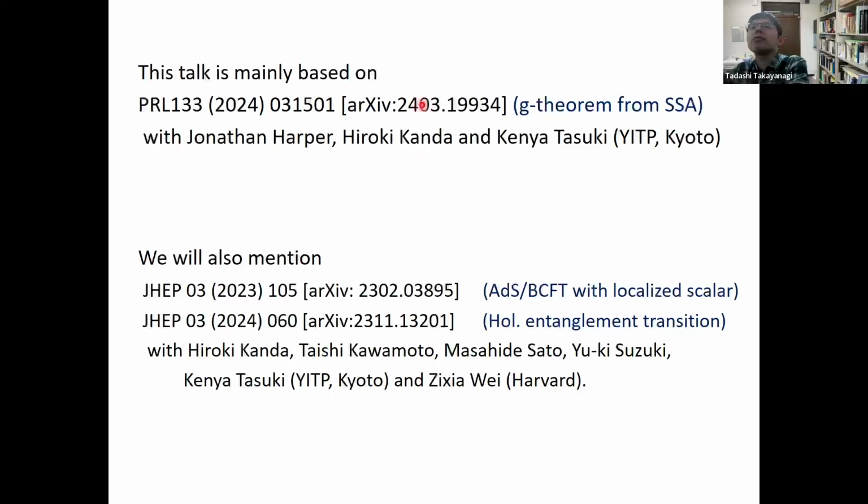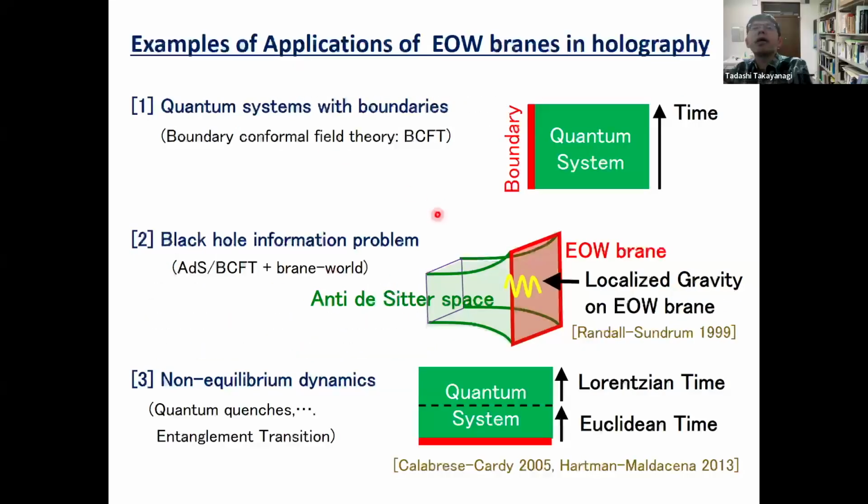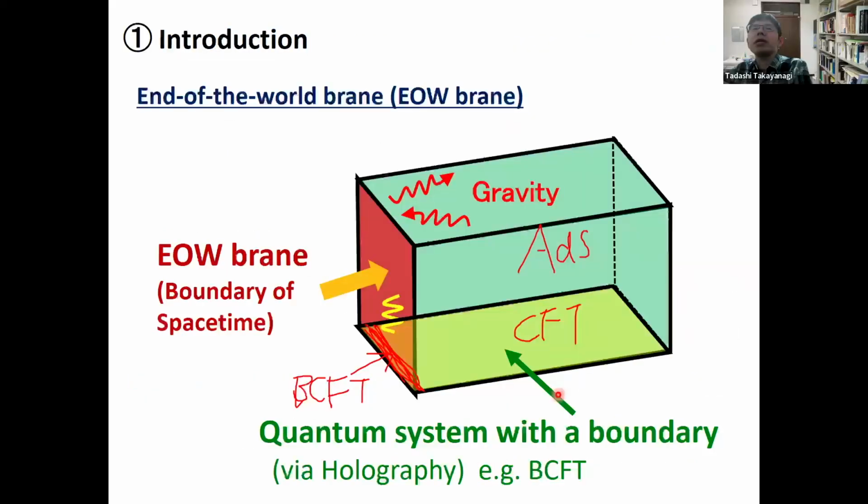I'm going to talk about something called the G-theorem, a derivation of the G-theorem from a basic inequality in quantum information theory, but this also has a nice interpretation from the viewpoint of holography with the end of the world brane, like this. And I will also mention some other related works by us.